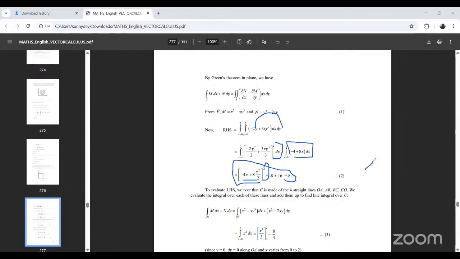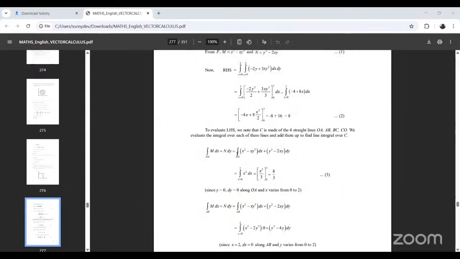So this is using the RHS part. Now let us see the LHS part. So what is the LHS part? The integral of M dx plus N dy. What is M? x squared minus xy squared, dx. And N is y squared minus 2x, dy.